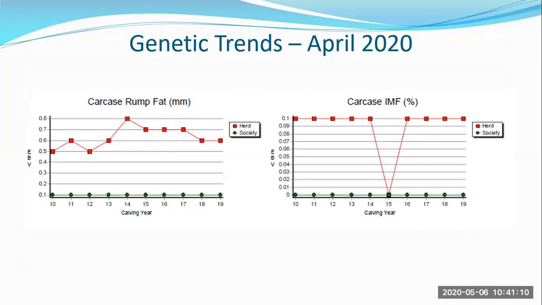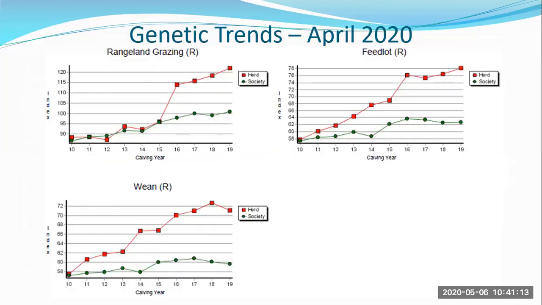Next slide gives the three indices, and you see that's where we want to go with the range and grazing index above average, the wean and the feedlot. You can only achieve this if you drive those EBVs in that direction. Izan, I can conclude here.